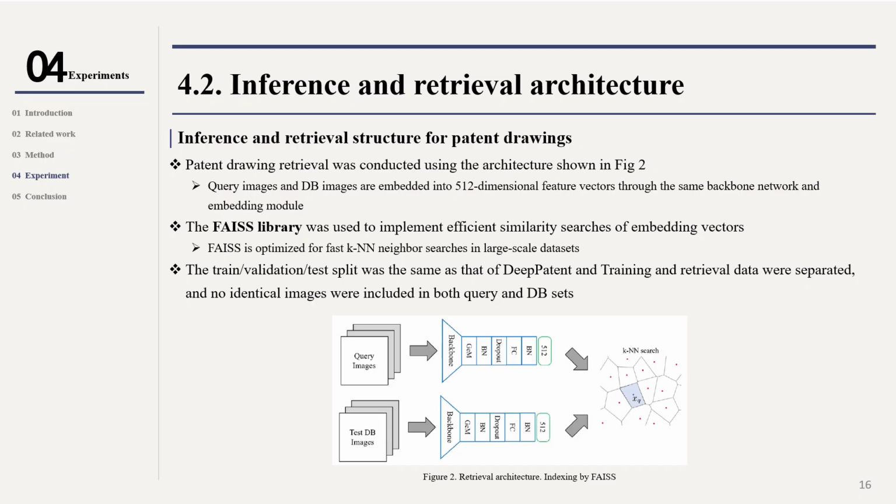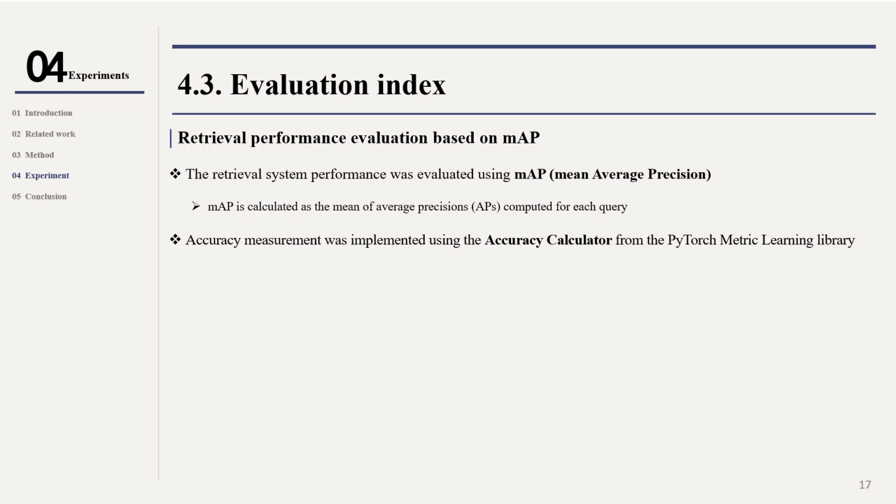The train, validation, and test split was the same as that of the DeepPatent paper, and training and retrieval were separated, and no identical images were included in both query and DB sets. The retrieval system's performance is evaluated using mean average precision, and MAP is calculated as the mean of average precisions computed for each query. Accuracy measurements were implemented using the accuracy calculator from the PyTorch library.